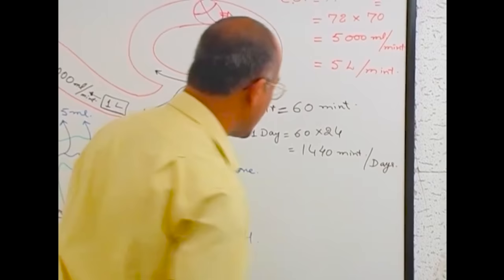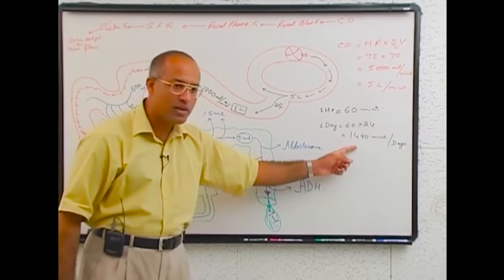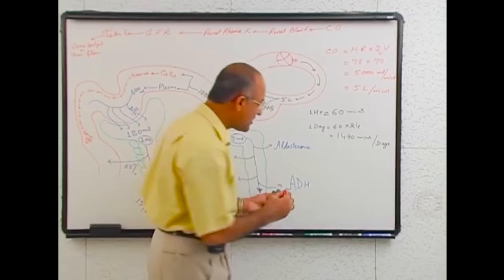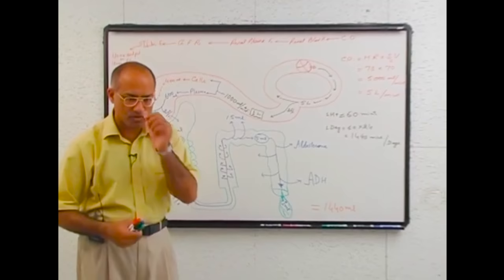Right? Now listen, every day we have 1440 minutes. And if you are producing 1 ml of urine every minute, how many ml of urine do you produce per day on average? About 1440 ml approximately, 1.5 liter. So a normal person produces urine output of approximately 1.5 liter.